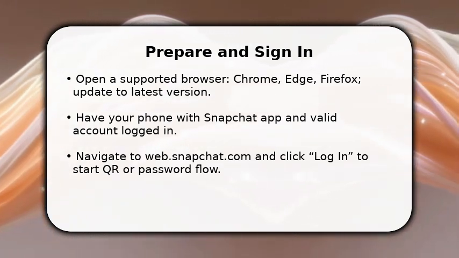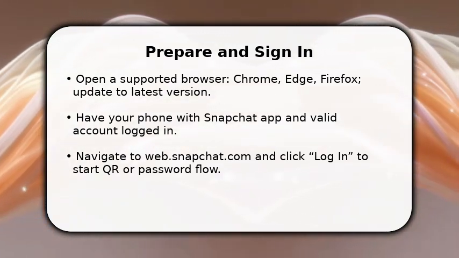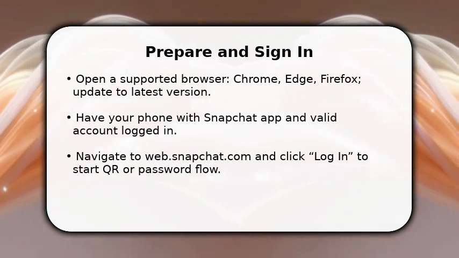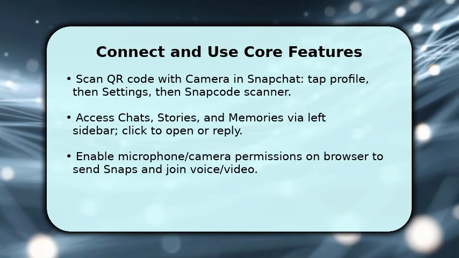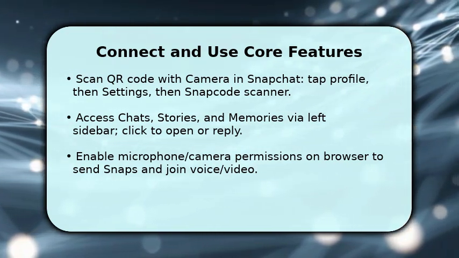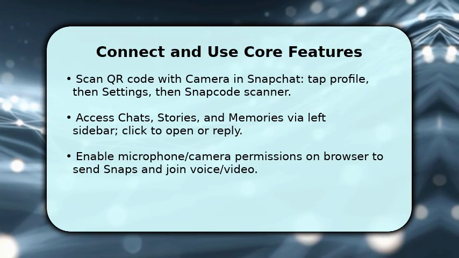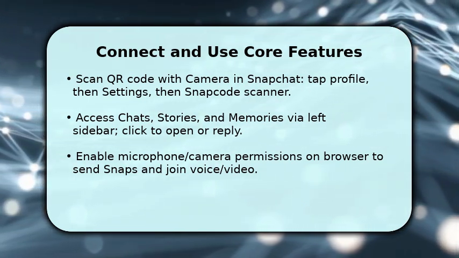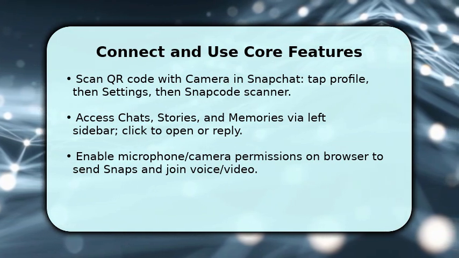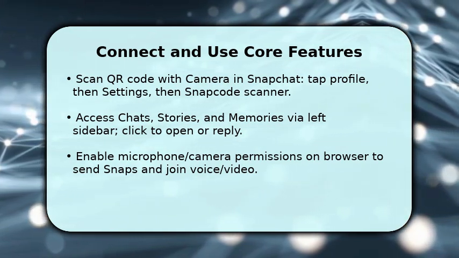This step links your session and establishes a secure bridge between phone and web. After you've signed in, connect by scanning the QR code shown on the web page with your Snapchat camera. This authenticates you without typing long passwords. Now navigate the left sidebar to open chats, view stories, or access memories. Click items to load conversations or media.